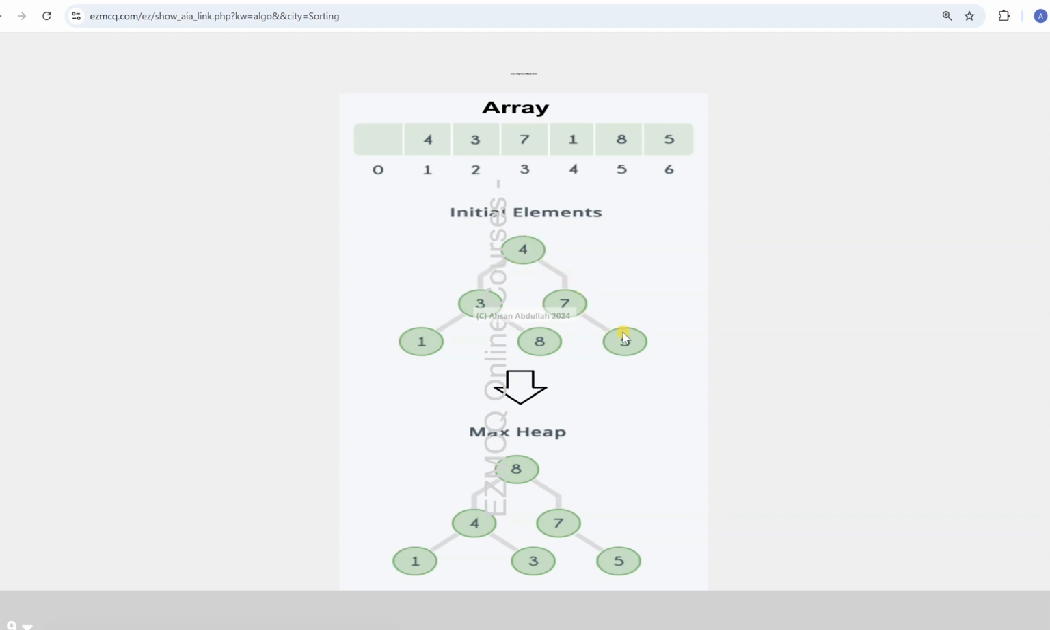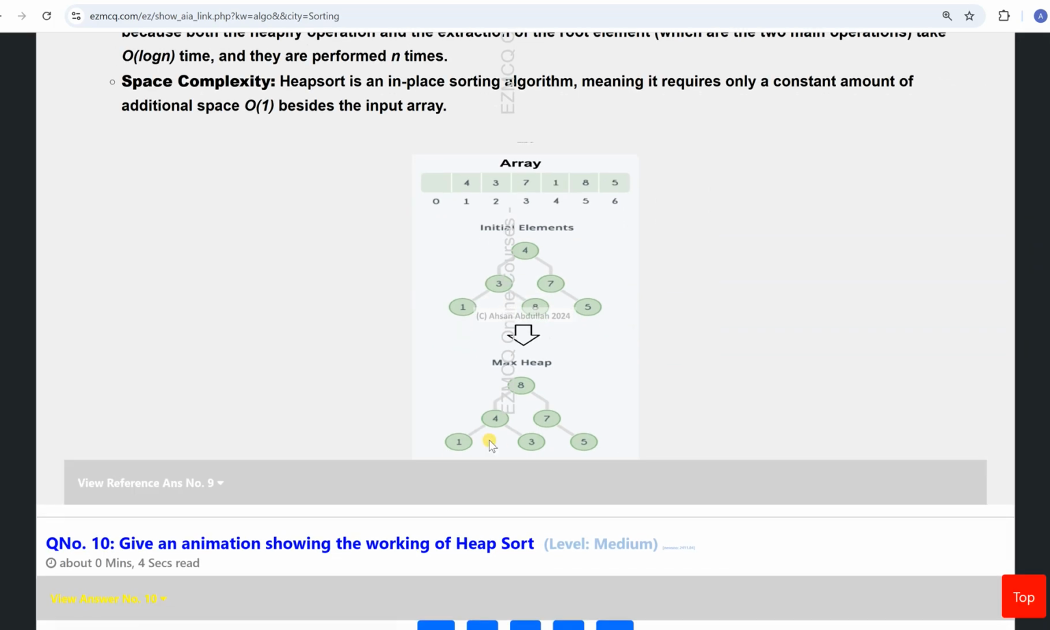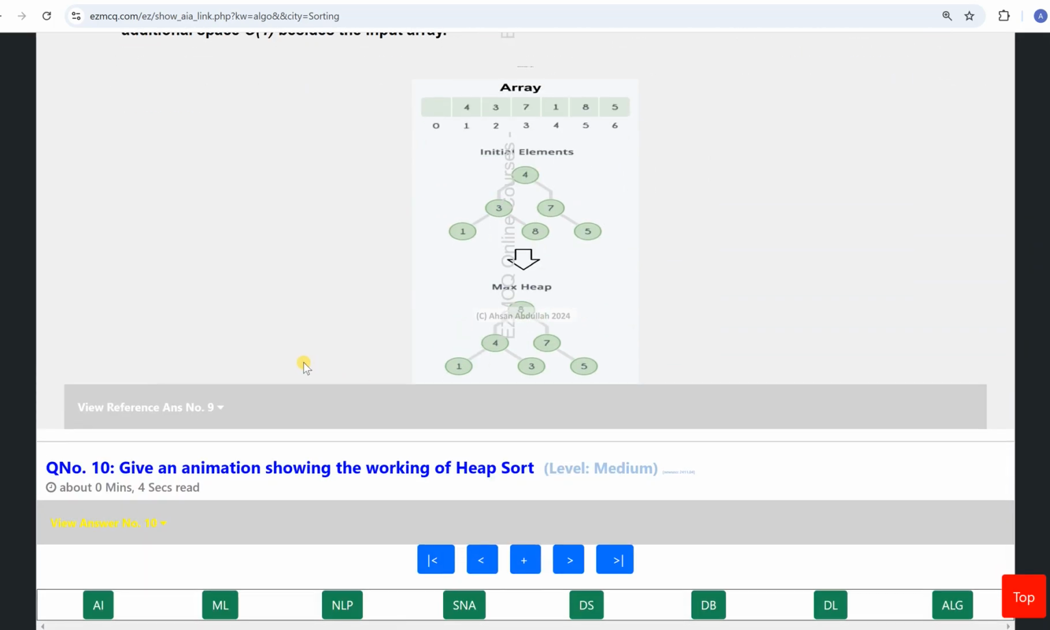So these are the initial elements of the binary tree, and this is the max heap. The max heap shows that the root is the largest element among all its children, and as you can see, it is true recursively. 4 is the largest among all its children, and 7 is the largest among all its children. This is true recursively. So we finish this with an animation showing the working of heap sort.